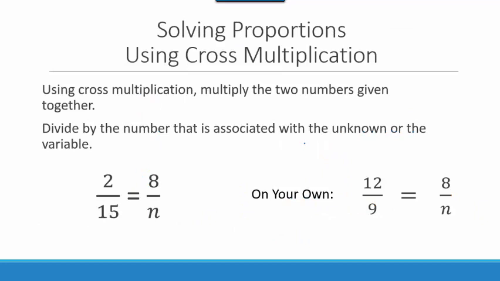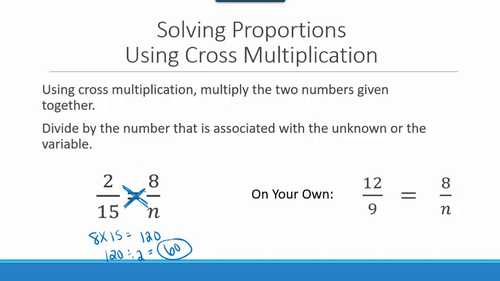We can use the same concept to solve proportions. So what we do is we first multiply the two numbers that are diagonal to each other. So in this case, 8 times 15 gives me 120. Now, in order to figure out what this mystery number is, we know that 2 times n has to give me 120. So in order to figure out what that is, we'll do the opposite of multiplication, and we'll do 120 divided by 2, which would give you an answer of 60.